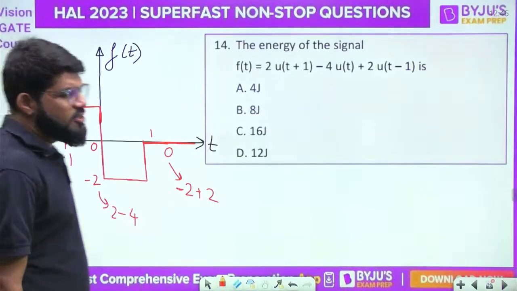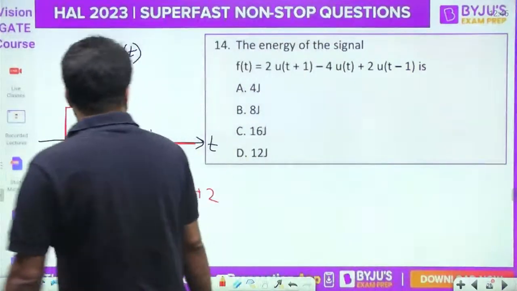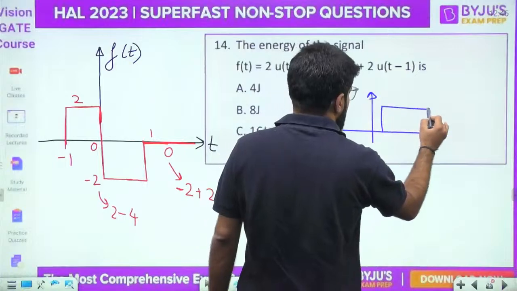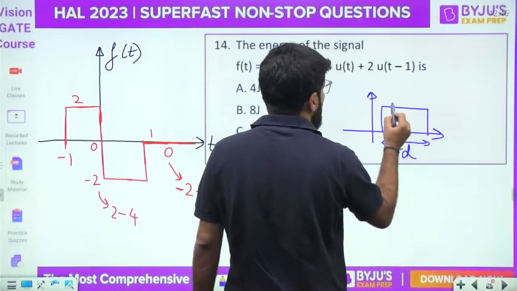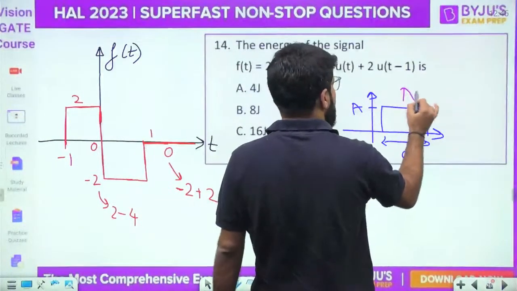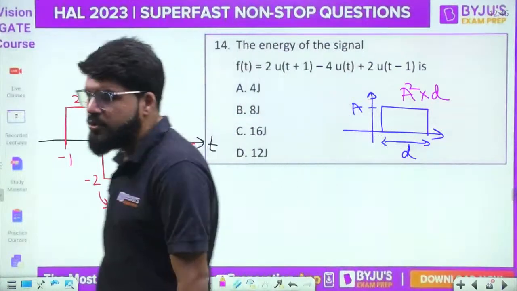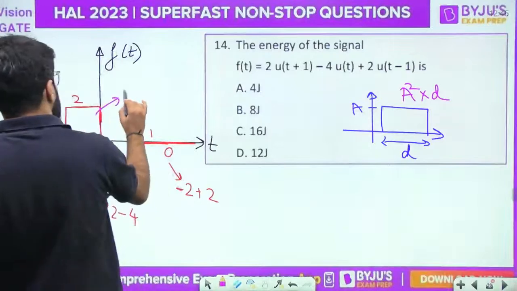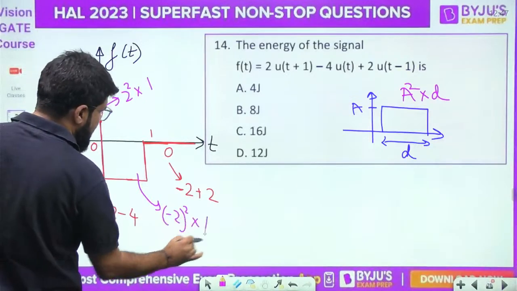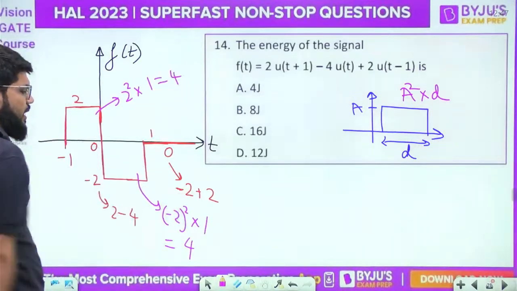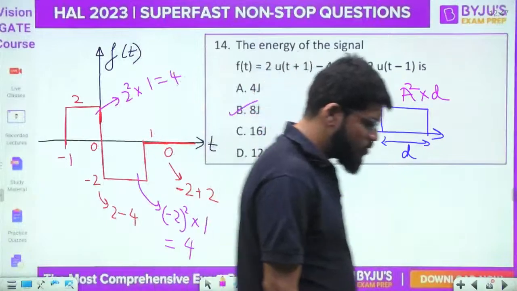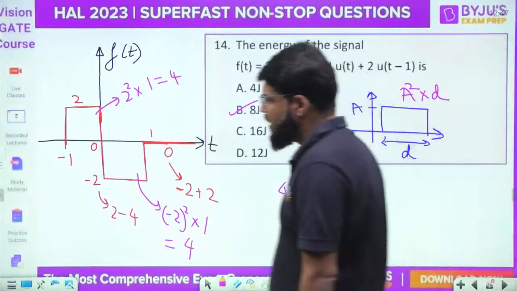Now, what is the energy of the signal? What is the energy of any rectangular portion? It is given by amplitude square into duration. Directly you should use that. So this will be 2 square into duration 1. And for this one, whether it is minus 2 doesn't matter, it is still plus 4 because the amplitude is squared. So 4 plus 4, the answer should be 8. Option number B. The correct answer is 8 joules.